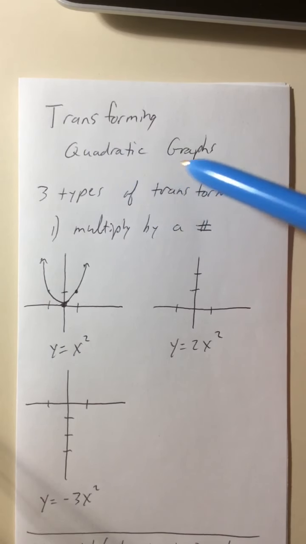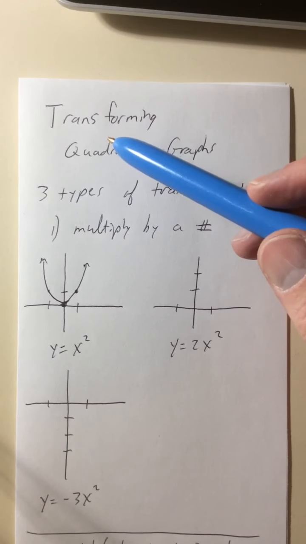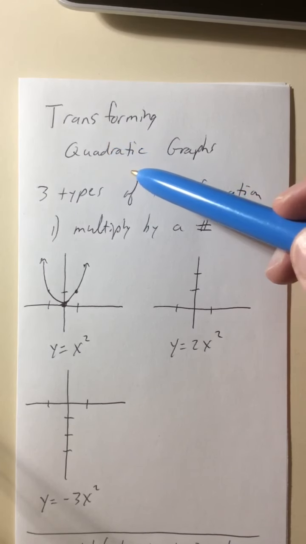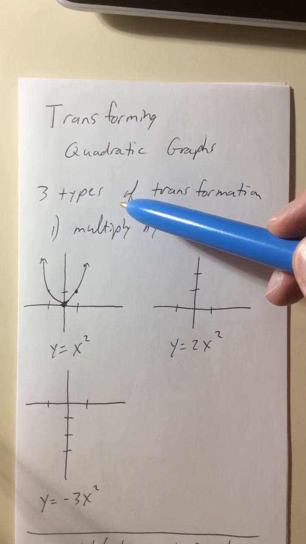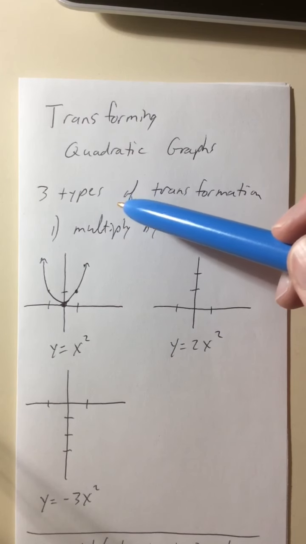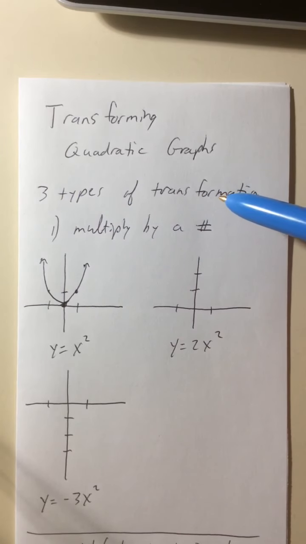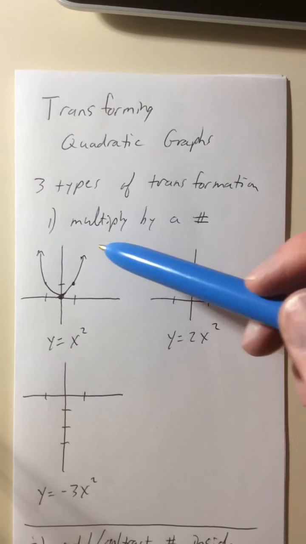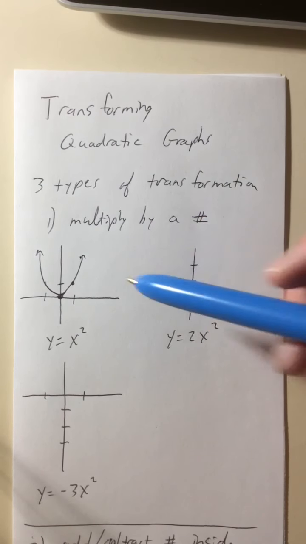So what we're doing is we're transforming quadratic graphs. Transforming means to change them, and the way we're going to change them is we're going to move them either right or left, up or down, or maybe stretch them and make them taller or skinnier or something like that. Or we're going to combine those things. So we have three types of transformations or three types of changes. So we can multiply by a number, and I'll talk about that in just a minute.